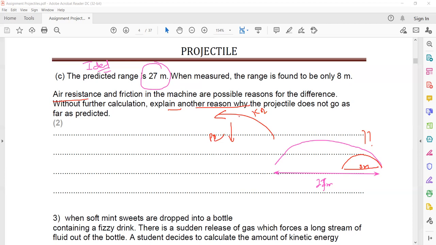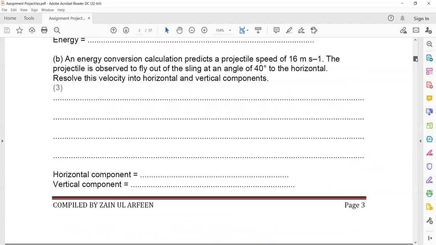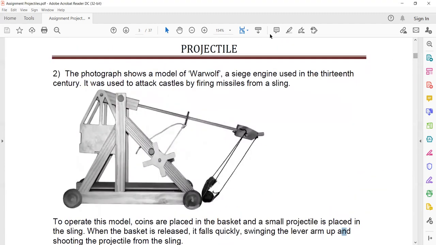You can see in the picture, this sling is attached with a cord, with a rubber. So what might happen is that some of the energy might be stored in the string. If some of the energy is stored in the string as elastic strain energy, it will not reach the same range, because the kinetic energy transferred will not be the same.